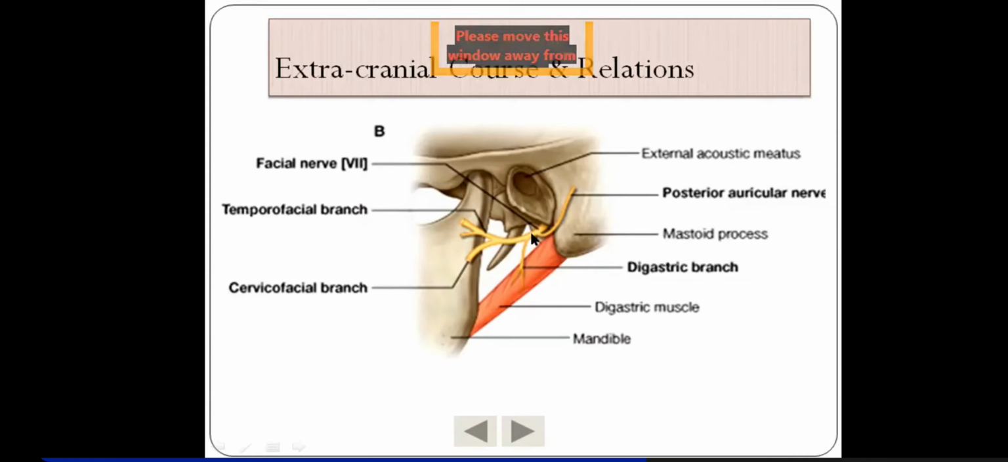One thing now, the first branch in its extracranial course will be the posterior auricular nerve. Right? This is the posterior auricular nerve. This posterior auricular nerve will ascend up behind the external auditory meatus, between the external auditory meatus and the mastoid process. It will ascend up, right? And it will supply the posterior auricularis muscle, intrinsic muscles of the pinna, and it will also supply the occipital belly of the occipitofrontalis muscle.